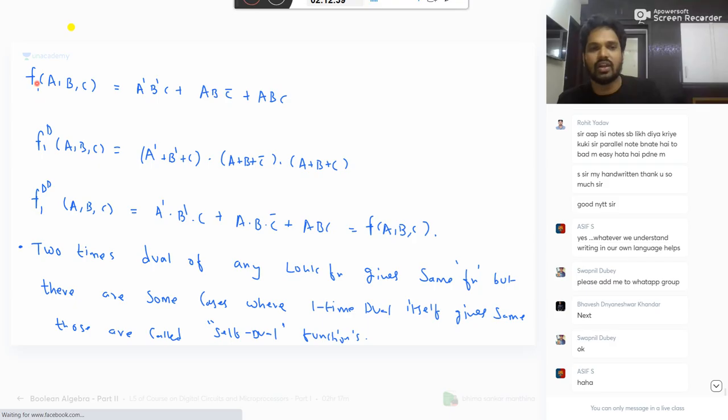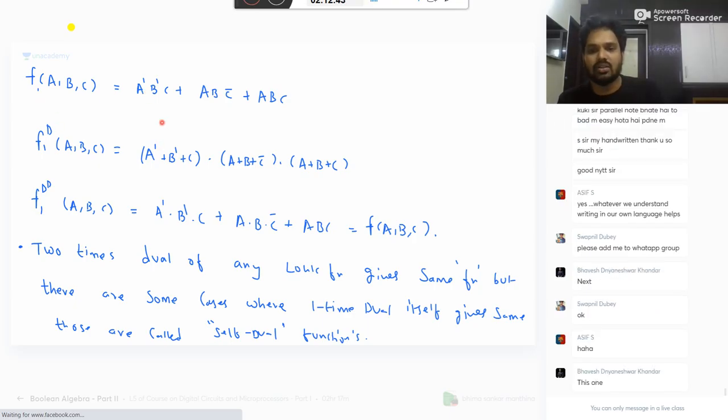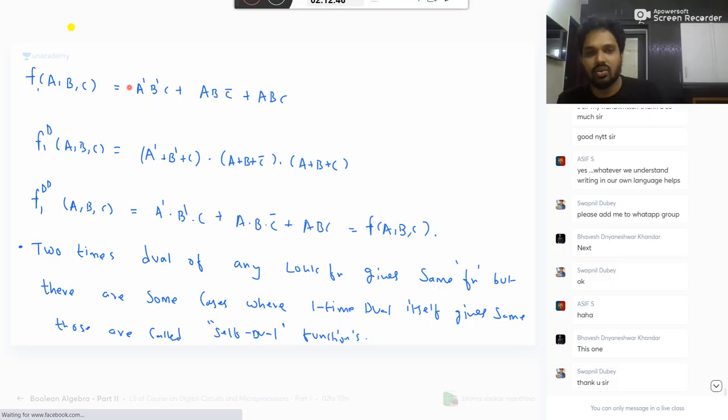Right. So to find the dual of this, what you have to do? Replace simply. Don't touch the variables. Yeah, this one. To find the dual, here there is no concept of complement. To find the dual, what you do? Replace dot with plus, plus with dot. Only this thing. Don't touch any variable. As it is, you take the variables.